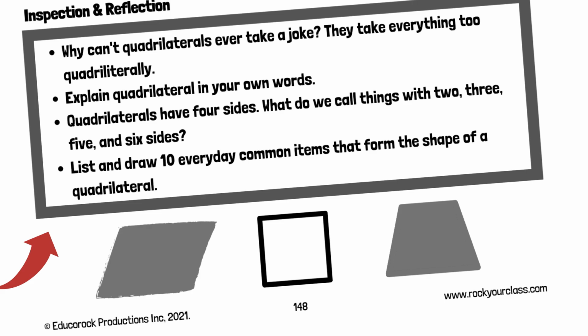Explain quadrilateral in your own words. Quadrilaterals have 4 sides. What do we call things with 2, 3, 5, and 6 sides? List and draw 10 everyday common items that form the shape of a quadrilateral.